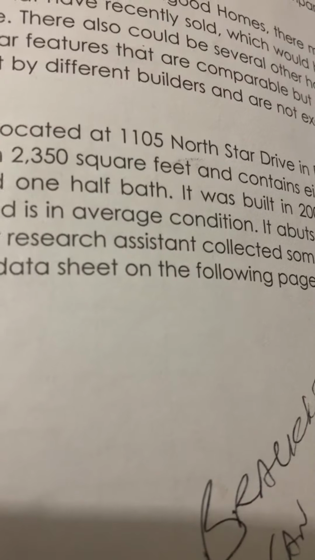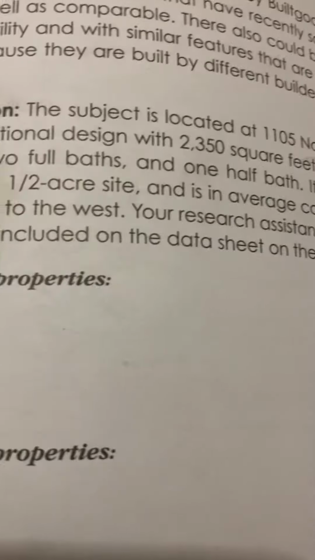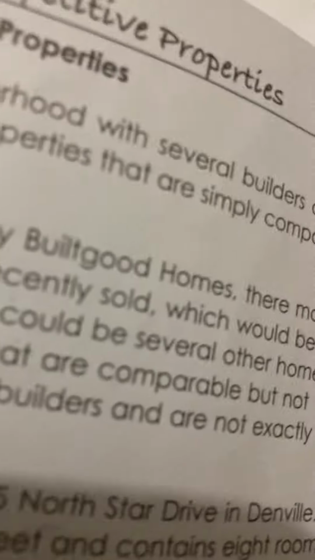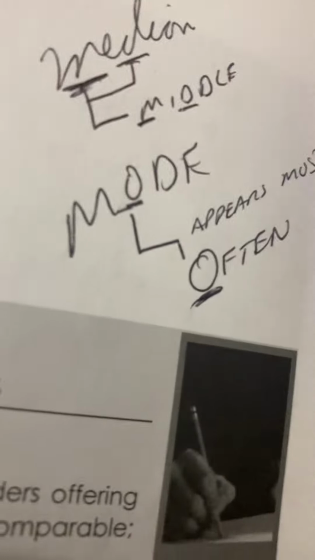Your research assistant collected some additional information that included on the data sheet on the following page. List the competitive properties and list the comparable properties. We didn't really do this in class, but you can do it if you want.